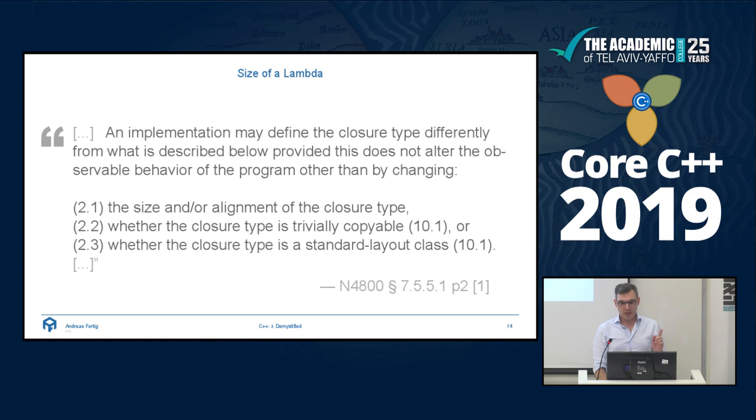So here is what the wording of the standard says. An implementation may define the closure type differently from what is described below, provided that this does not alter the observable behavior of the program other than changing the size or alignment of the closure type. So yes, the compiler would be allowed to do that.